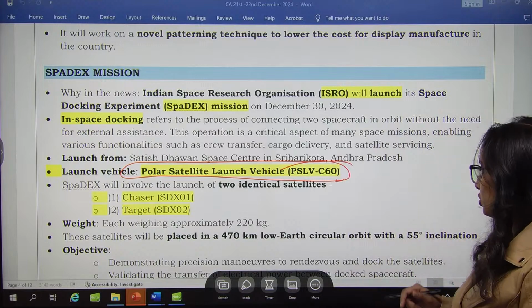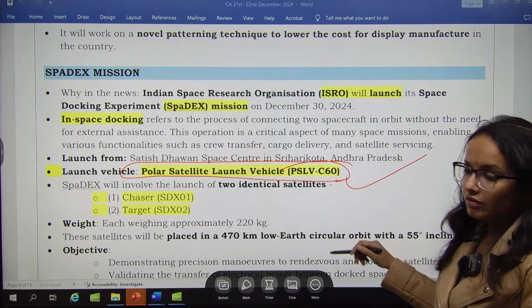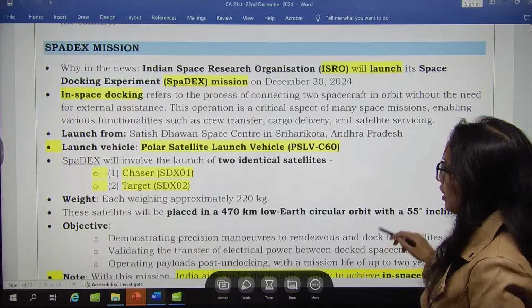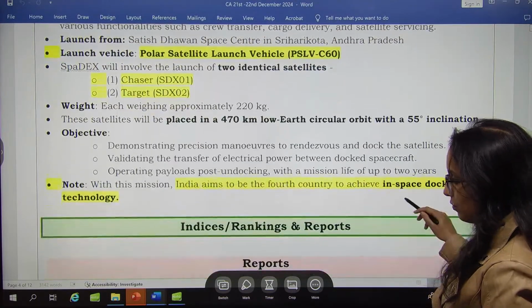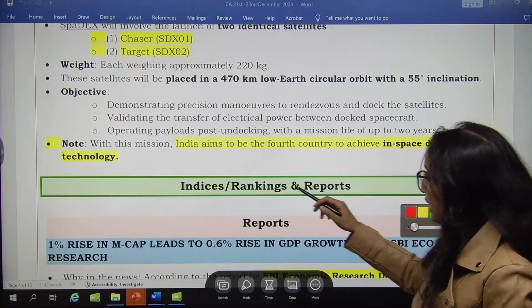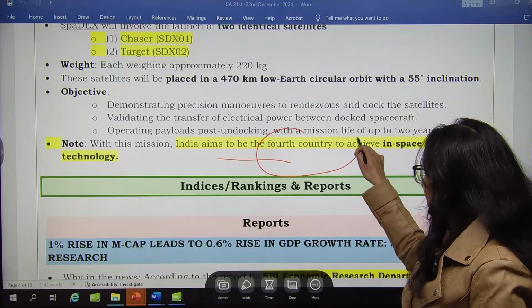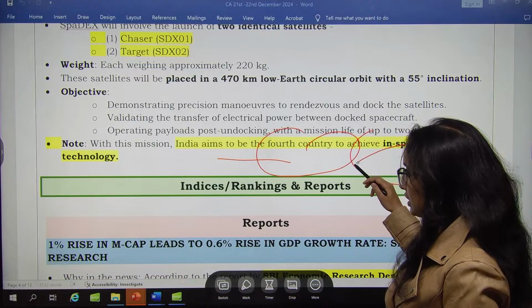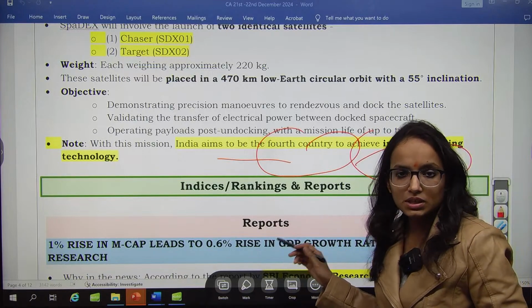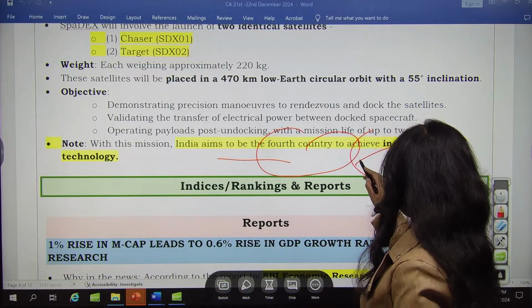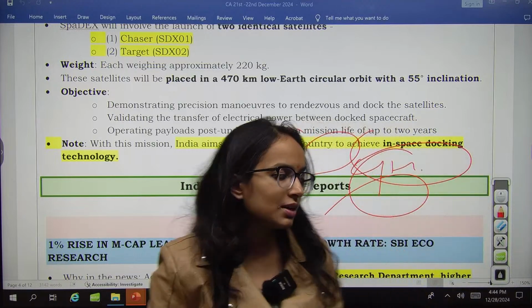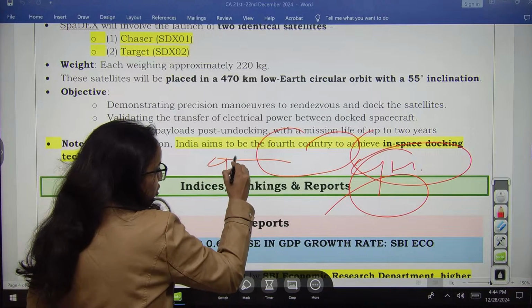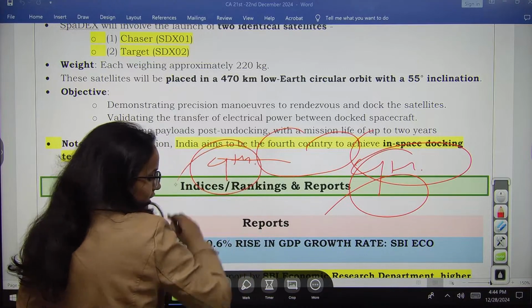Polar Satellite Launch Vehicle, PSLV-C60 will be the launch vehicle. Remember, two identical satellites will be there, Chaser and Target. They will try to join them. And if this mission becomes successful, India will be the fourth country to achieve space docking technology. So remember this number as well. India will be fourth to achieve this technology.